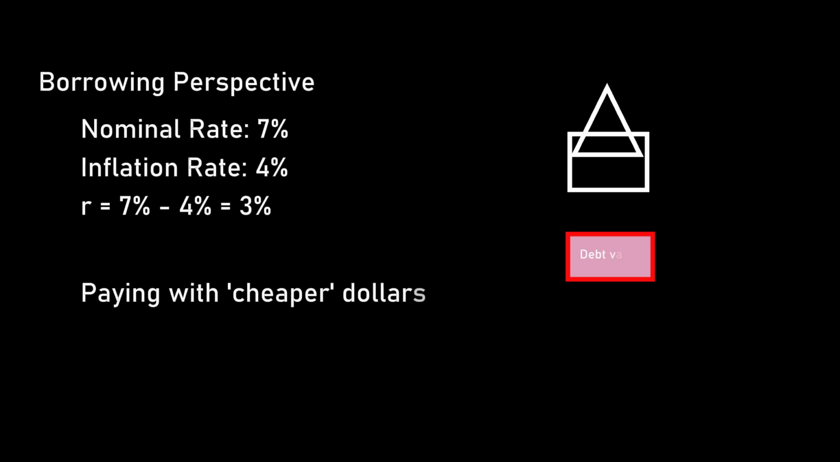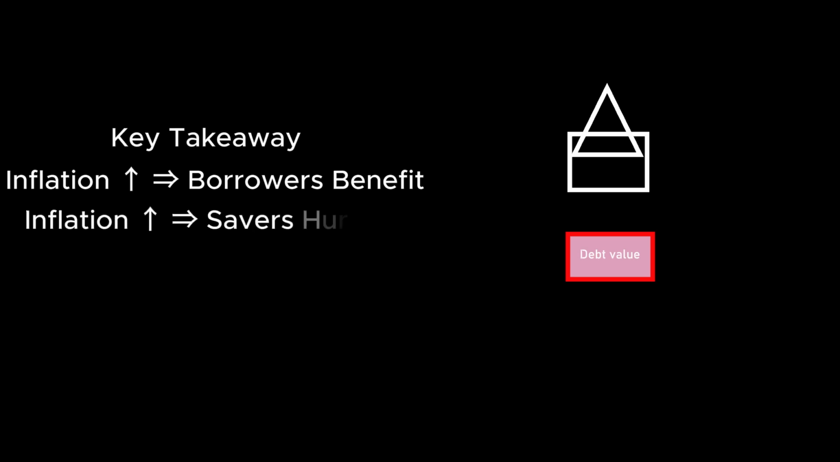However, if inflation is 4%, the real cost of your debt is lower than it appears. The real interest rate is only 3%. This happens because you are paying back the loan with cheaper dollars that are worth less than the ones you originally borrowed. As a general rule of thumb, when inflation is unexpectedly high, borrowers benefit because the real value of their debt decreases, while savers are hurt because the real value of their wealth shrinks.